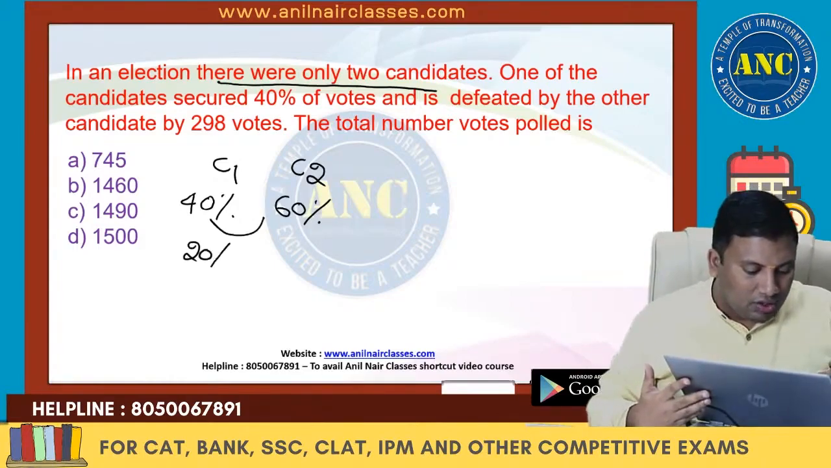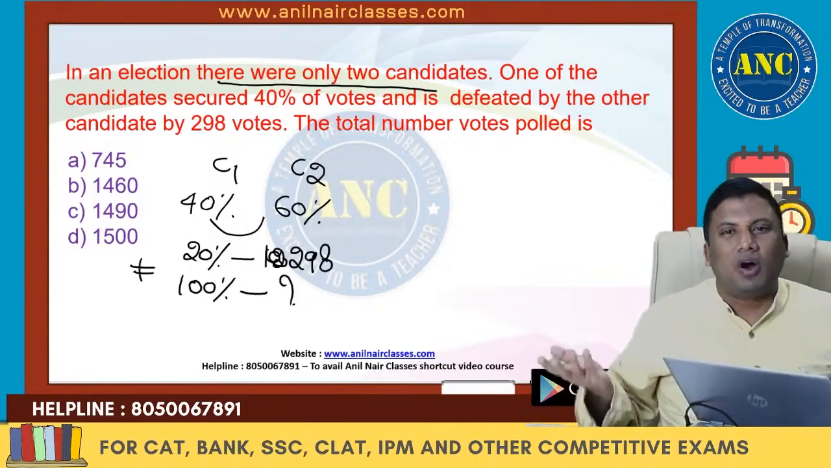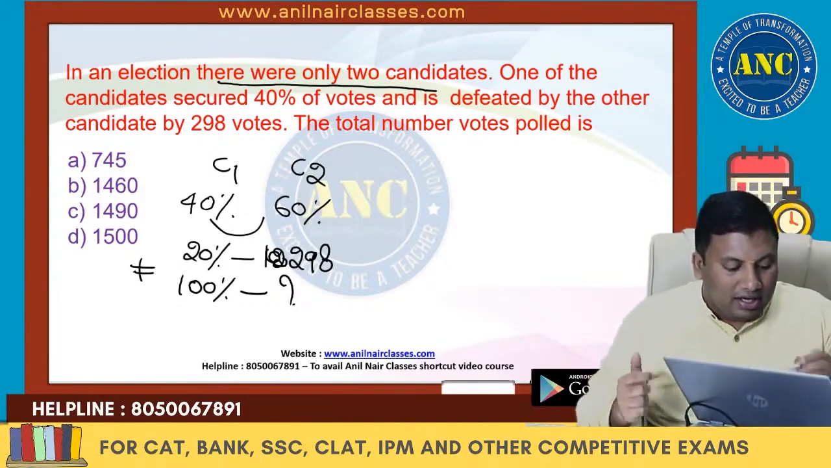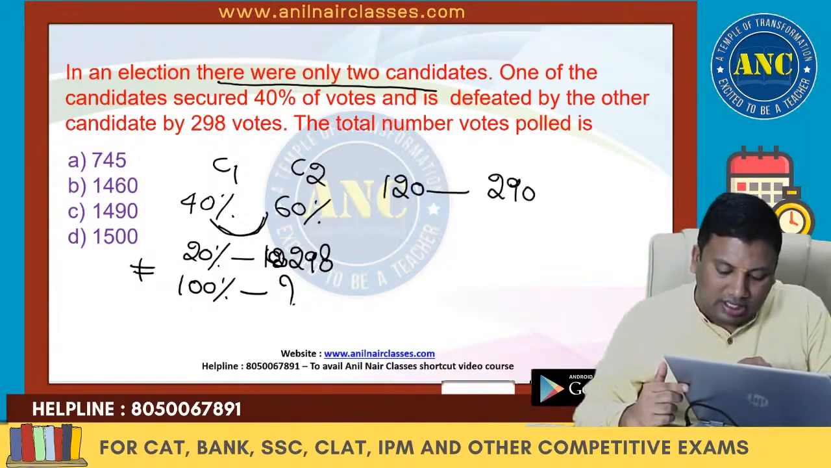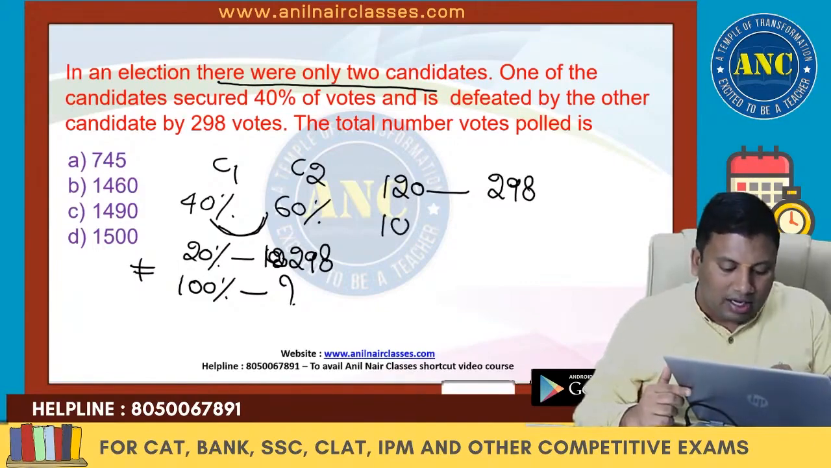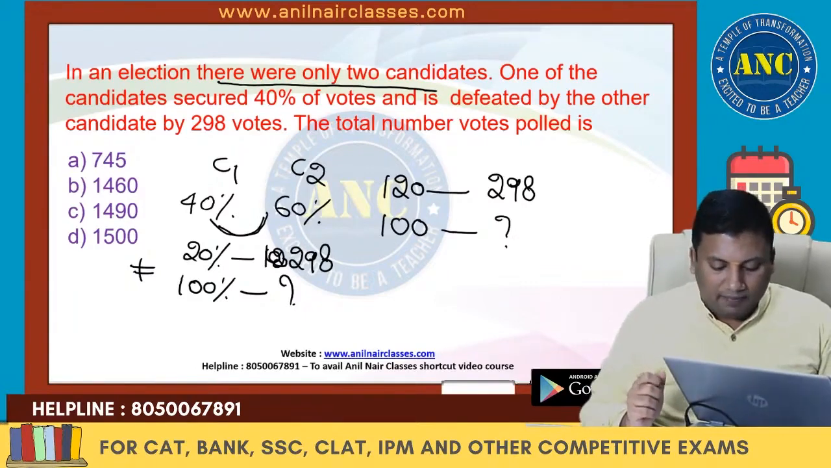It is 20%. It is 298. One way, it is 100%. How much? I am not interested in this because you already know this approach. For the 20% difference, it is 298. 100 will give you how much? Apply digital sum. See here, listen carefully.